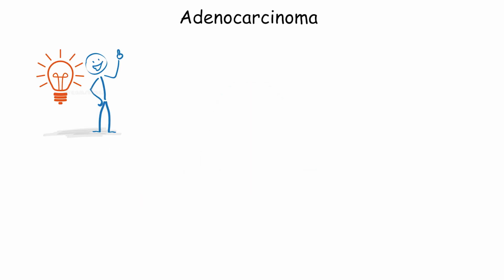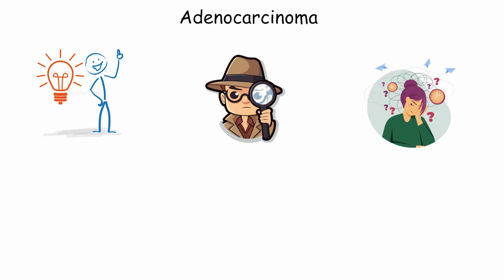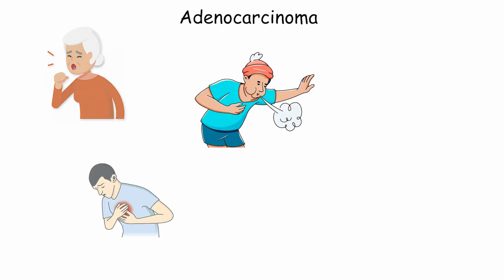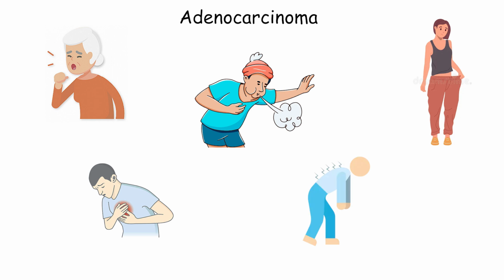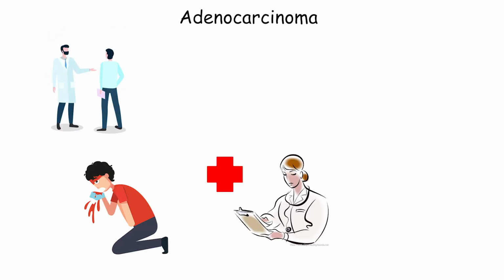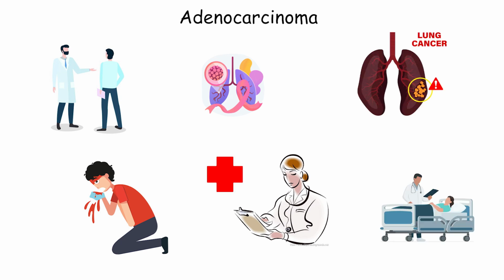lung cancers. One reason it is often detected early is that it tends to cause noticeable symptoms, such as a persistent cough, chest pain, shortness of breath, and sometimes unintentional weight loss or fatigue. In some cases, patients may cough up blood, which prompts them to seek medical attention. Early-stage adenocarcinoma is more likely to be confined to a specific area, making surgical removal a viable treatment option.